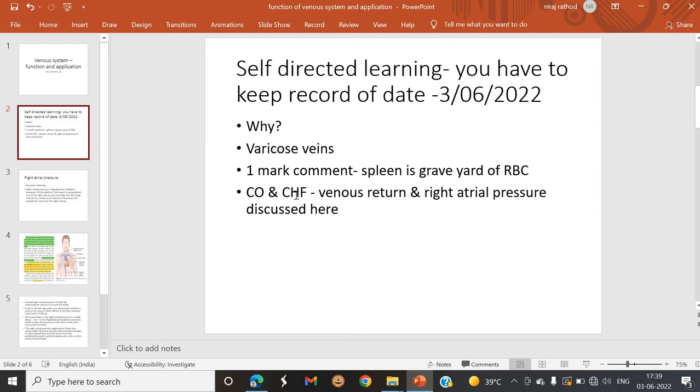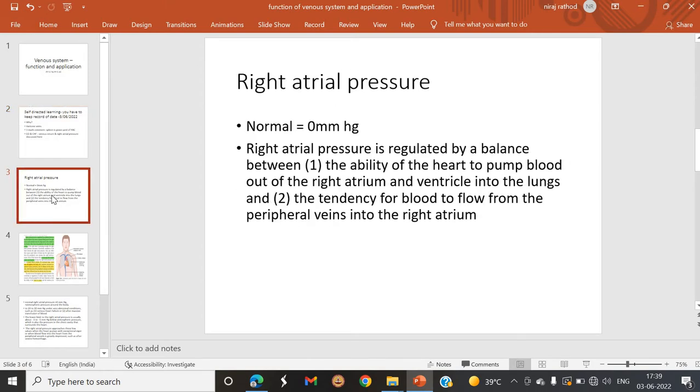Entire different chapter. To understand them, you have to understand the concept of venous return and right atrial pressure, which is discussed here in this chapter. So first we understand the right atrial pressure. Normally it is 0 mmHg, but it is regulated by a balance between the ability of heart to pump out of the right atrium into the ventricle, then into the lungs, and the tendency for blood to flow from the veins to the right atrium.